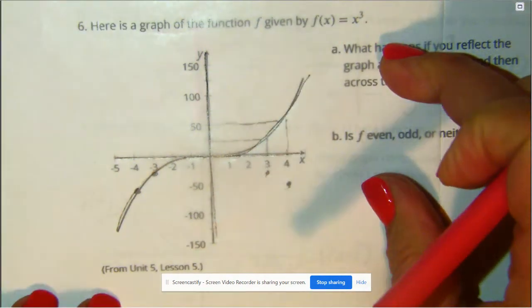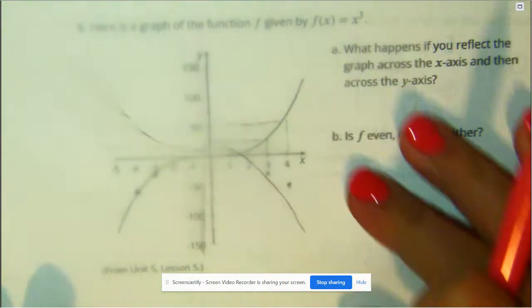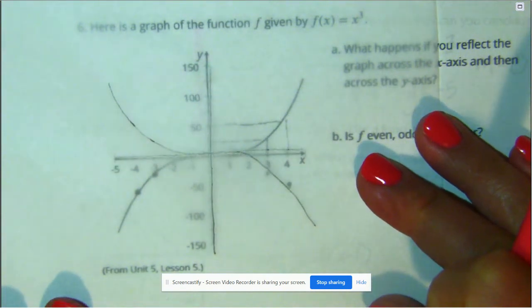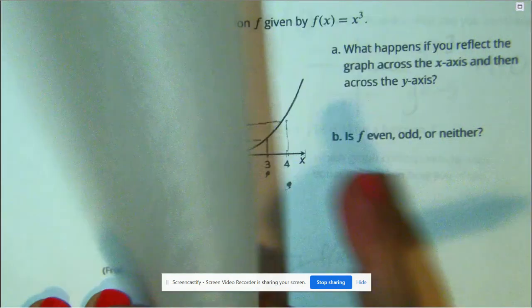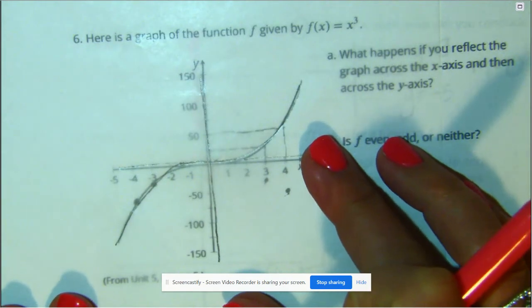Okay, so if I take this graph and reflect it across the x, and then reflect it, oops, let me line that up, across the y, just on top of itself.